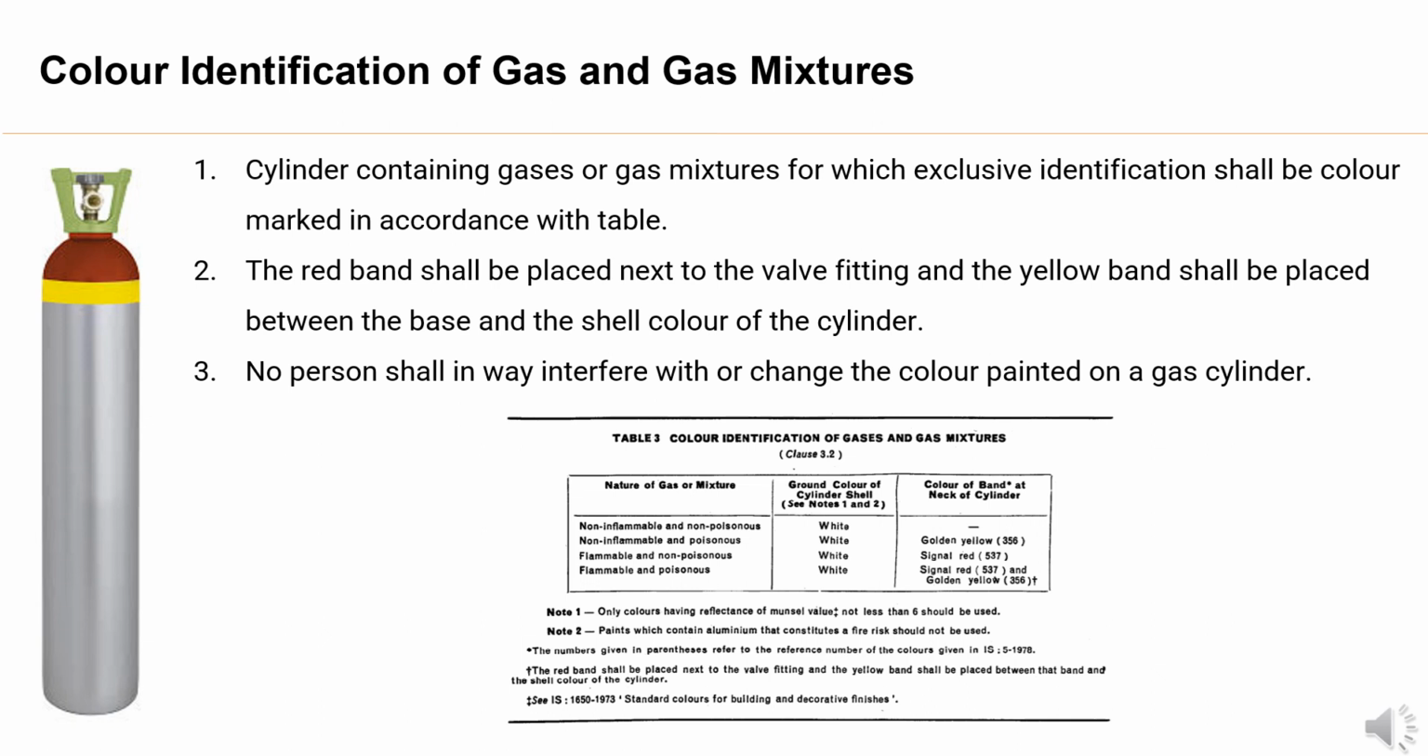Color identification of gas and gas mixtures. Cylinders containing gases or gas mixtures for which exclusive identification shall be color marked in accordance with table. The red band shall be placed next to the valve fitting and the yellow band shall be placed between the band and the shell color of the cylinder. No person shall in any way interfere with or change the color painted on a gas cylinder.